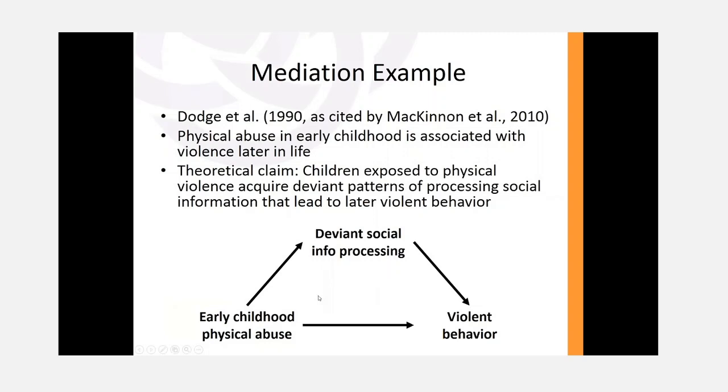That would be the underlying correlation that you're seeking to explain. What is it that happens after early childhood abuse that leads to violent behavior? If you're thinking mediation, the idea is that you're trying to think to yourself, what does early childhood abuse do to people that then in turn produces violent behavior? You're theorizing that there might be a go-between, that it's not that the abuse goes straight to the violent behavior, but that there's a series of things that happen in between that helps get you from X to Y.